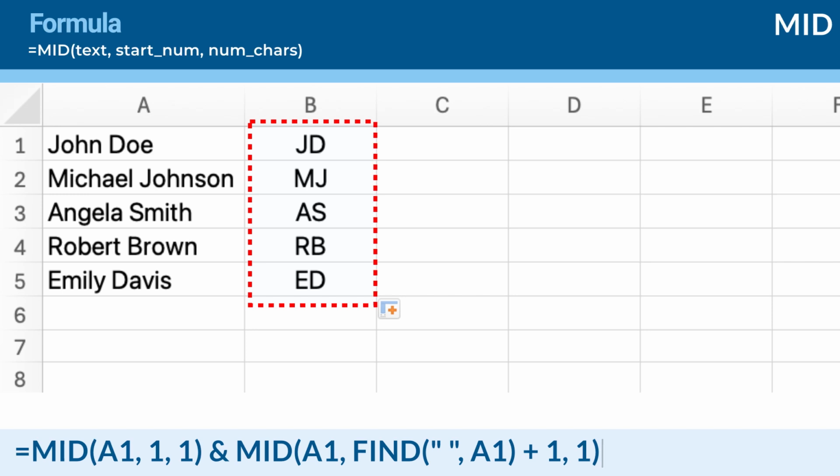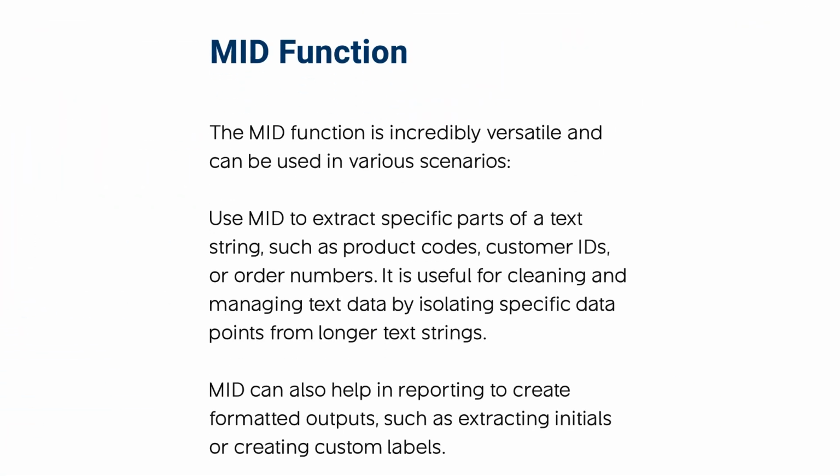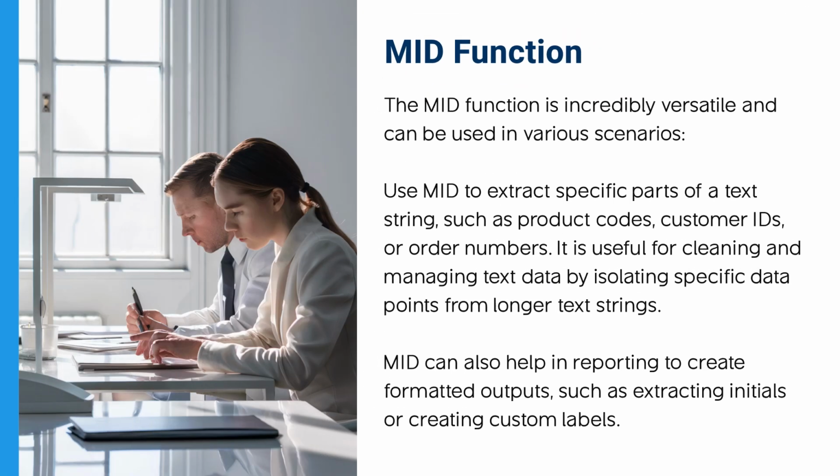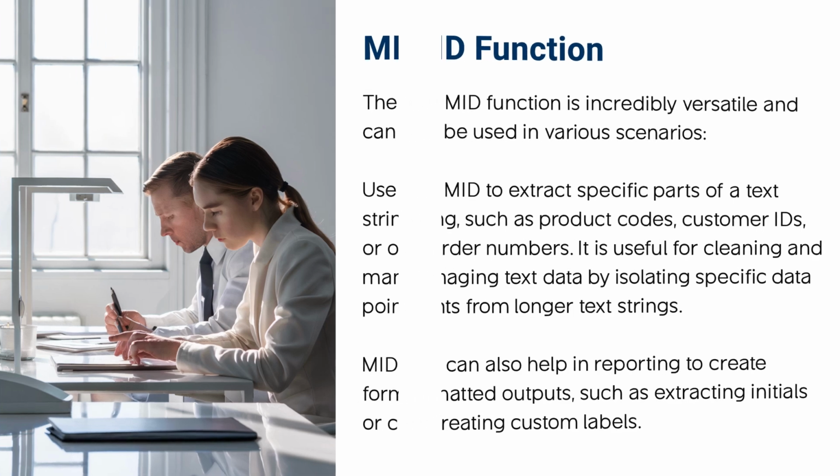The MID function is incredibly versatile and can be used in various scenarios. Use MID to extract specific parts of a text string, such as product codes, customer IDs, or order numbers. It is useful for cleaning and managing text data by isolating specific data points from longer text strings. MID can also help in reporting to create formatted outputs, such as extracting initials or creating custom labels.